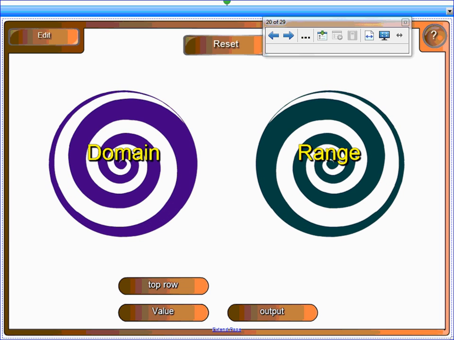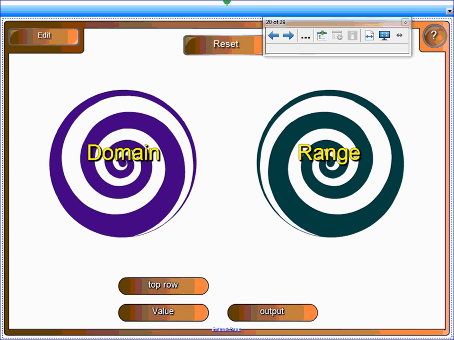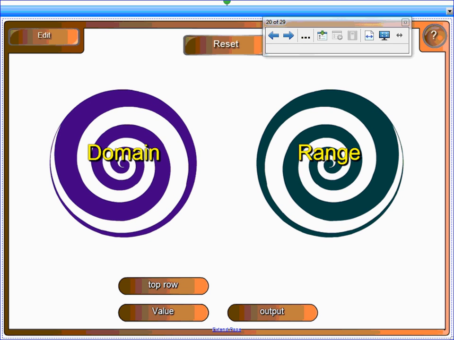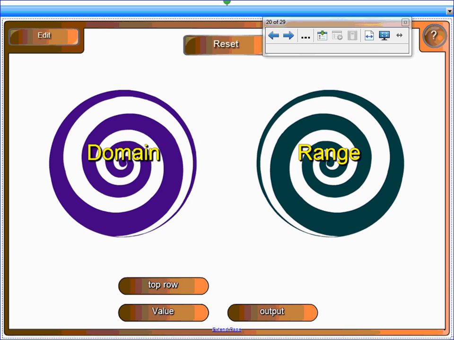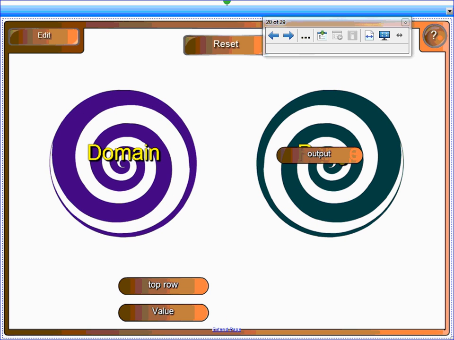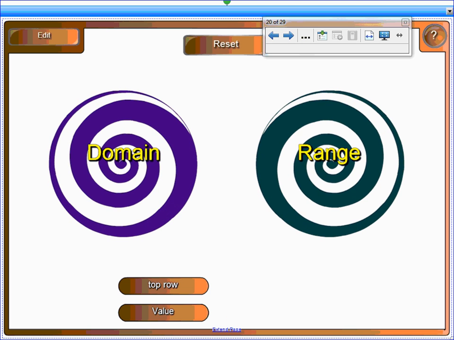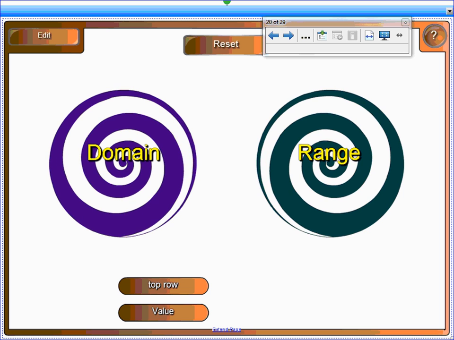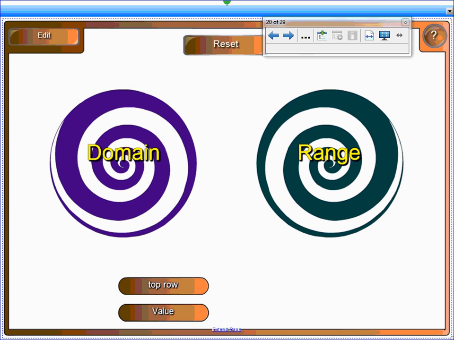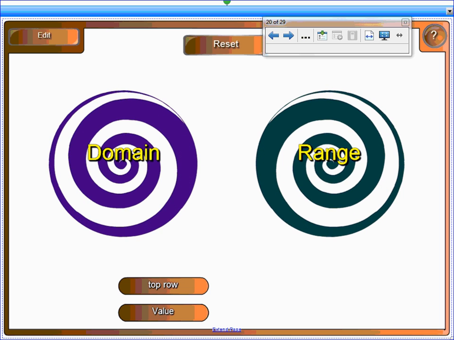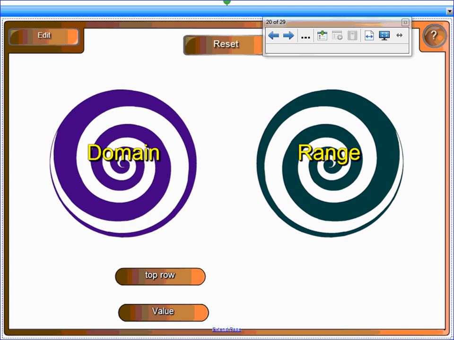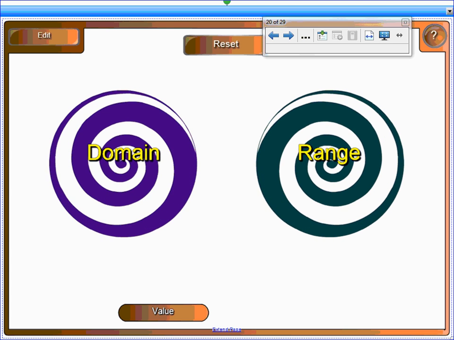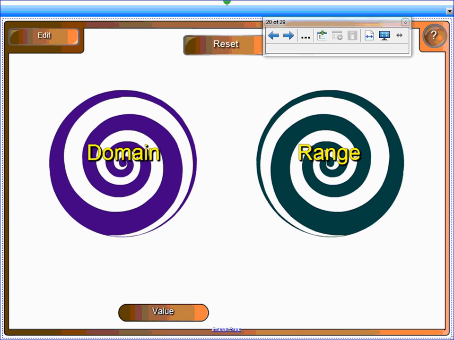Lucas. Right. Between output and range. Output into the range. Awesome. Thanks, Jimmy. Top row. That's domain. Top row is domain. Excellent. Thanks, Jenya.